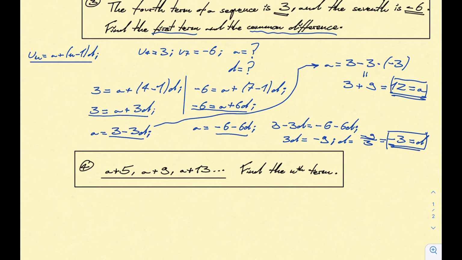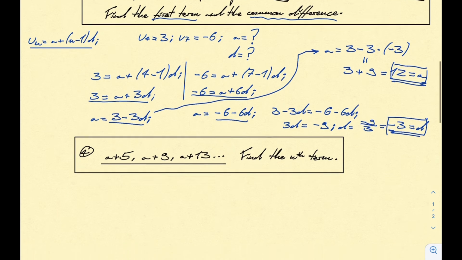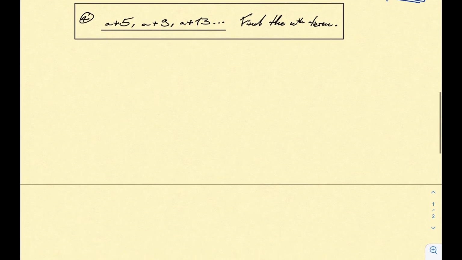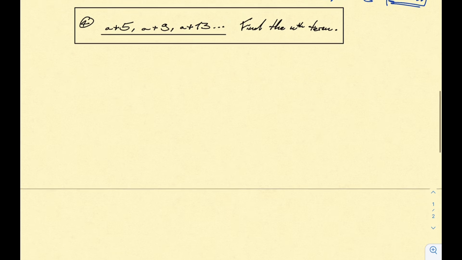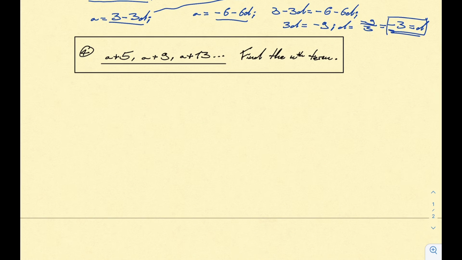It's not as difficult as it initially seemed. I hope you found it a bit easier. And now we'll go to exercise 4. Now, exercise 4 gives you 3 different terms. So this might be the first term of the sequence. This is the second term. This is the third term. And it continues. And so they ask us to find the nth term.